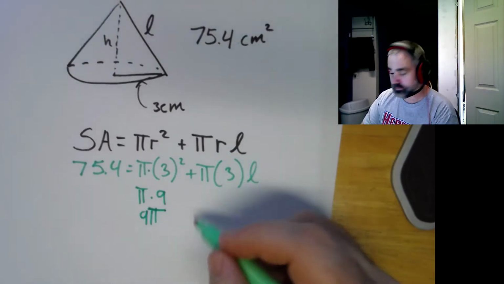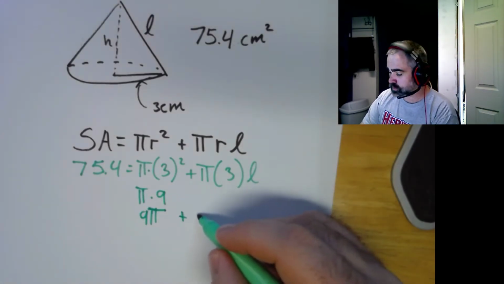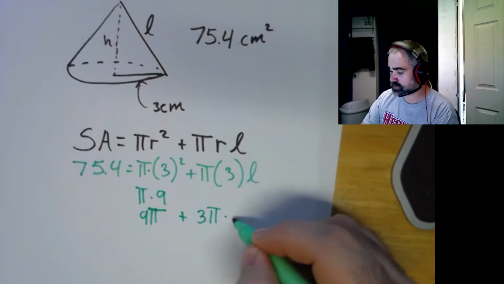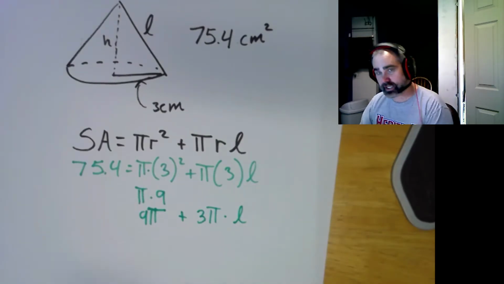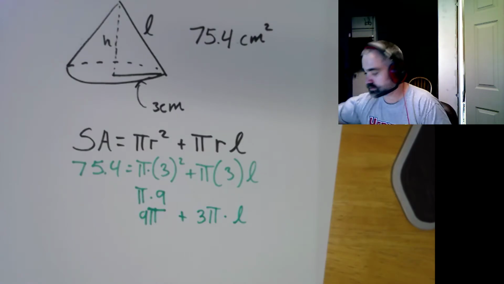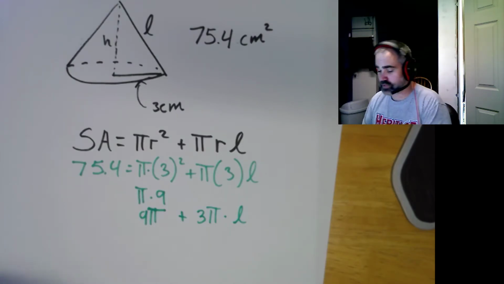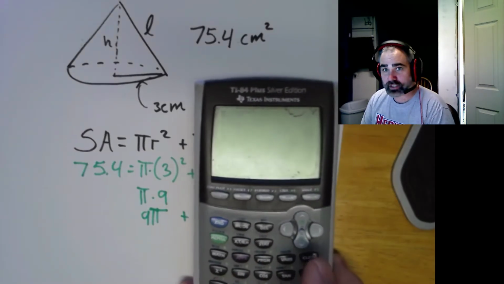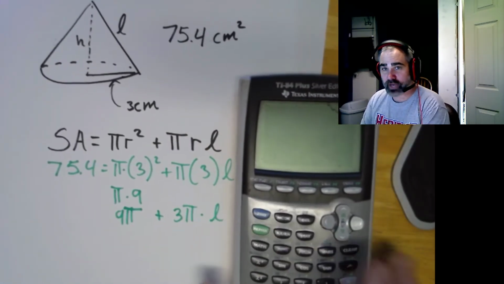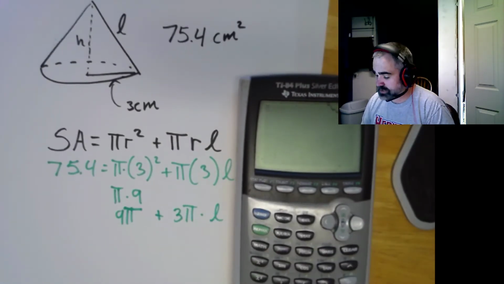Over here, we have 3 pi times L. And this looks like a lot of stuff, but it's actually not. Okay, because pi isn't a variable. You know what it is. It's on your calculator. Remember to use the pi button to be more accurate. And we can literally just type this in and see what we can do here.